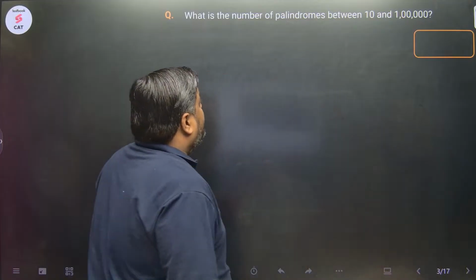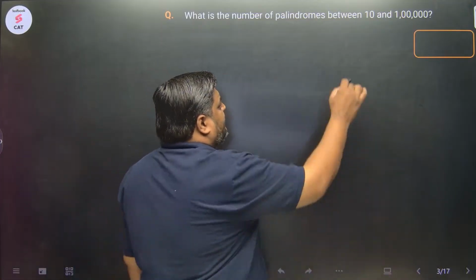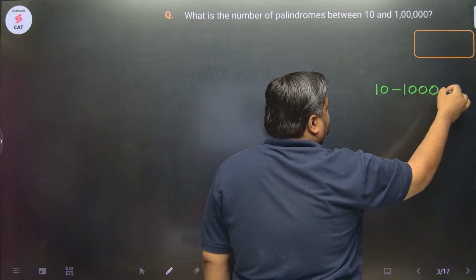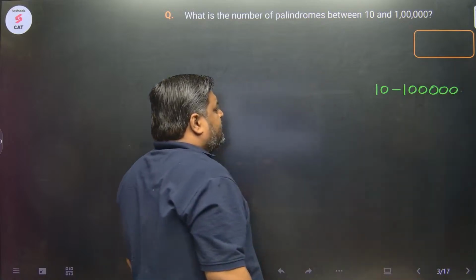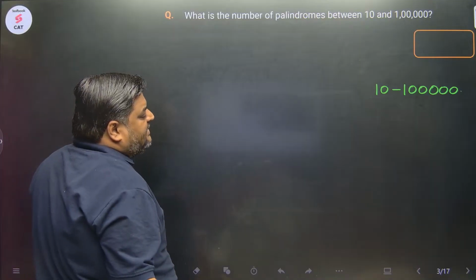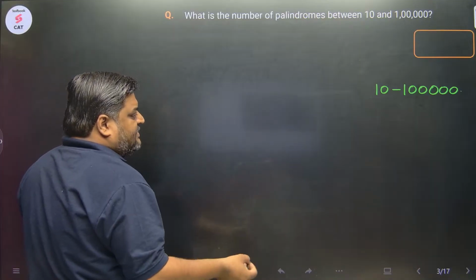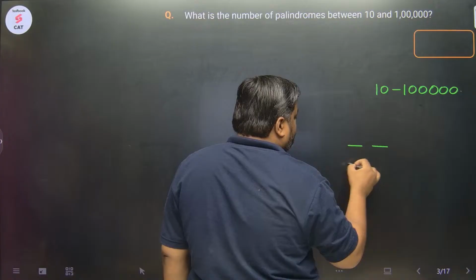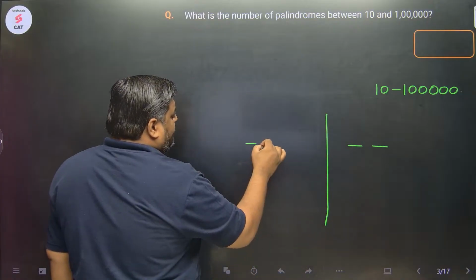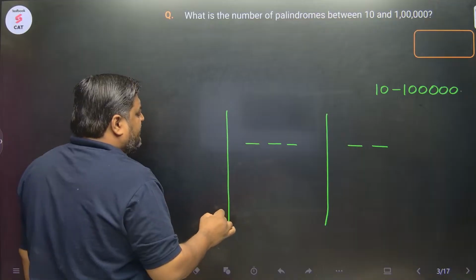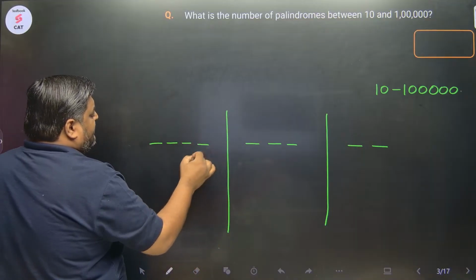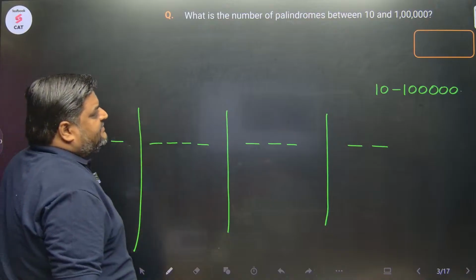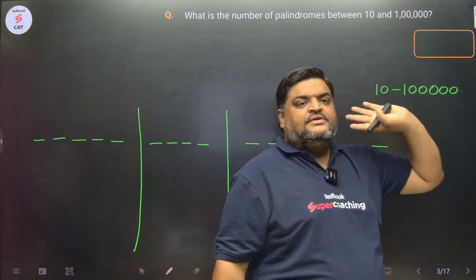Quickly, look. Now we have to find the number of palindromes between 10 and 1 lakh. Palindromes here would be 2-digit, 3-digit, 4-digit or 5-digit. So what do you have to do? Find the 2-digit palindromes, then 3-digit, then 4-digit, and last but not the least, 5-digit palindromes. 6-digit we are not going to take because a 6-digit number will cross 1 lakh.